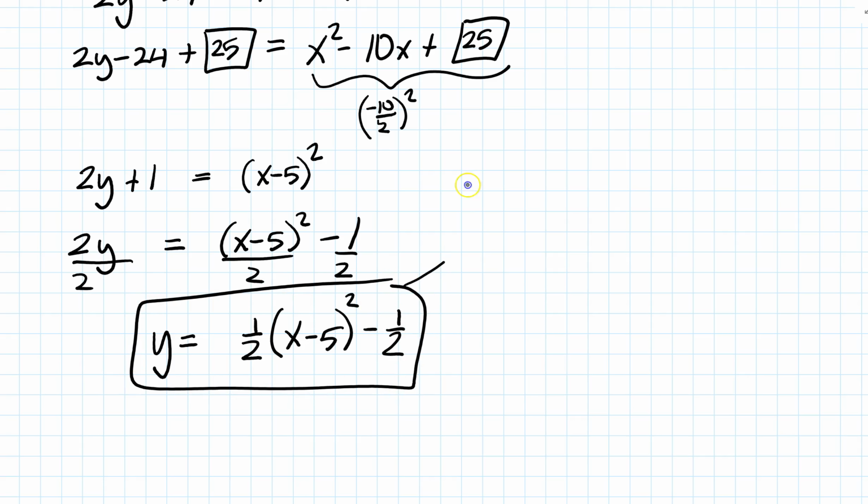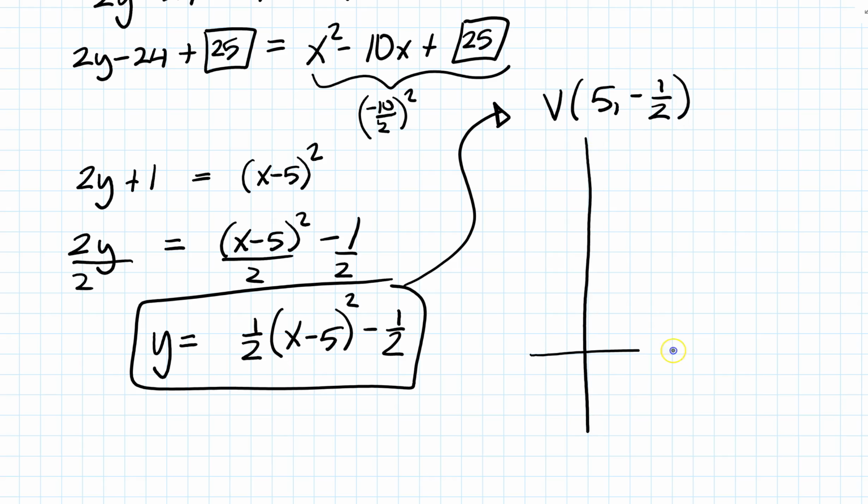Okay, so from here, I can see that the vertex is located at the point 5 comma negative 1/2. So if I go 5, I'll go 1, 2, 3, 4, 5. Negative 1/2 is like right there. And then I know that this is going to be opening up like this. So this would be my vertex and my axis of symmetry would be right down the center.